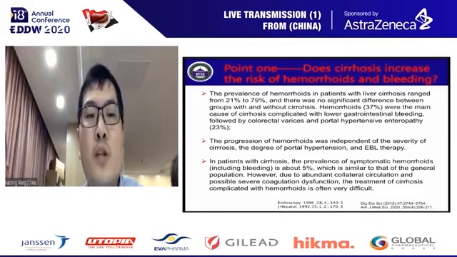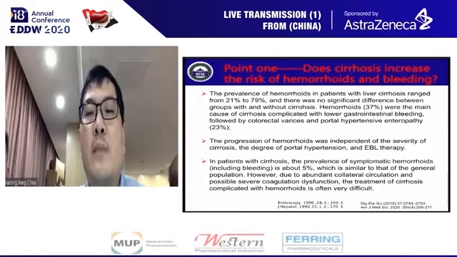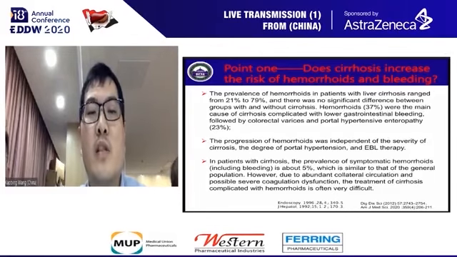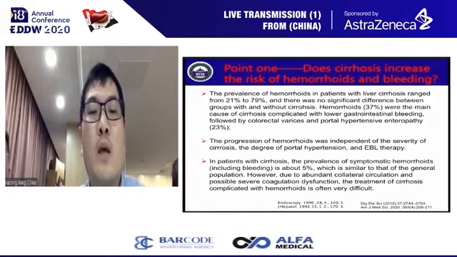In patients with cirrhosis, the prevalence of symptomatic hemorrhoids, including bleeding, is about 5%, which is similar to that of the general population. However, due to abundant collateral circulation and possible severe coagulation dysfunction, the treatment of cirrhosis with hemorrhoids is often very difficult.